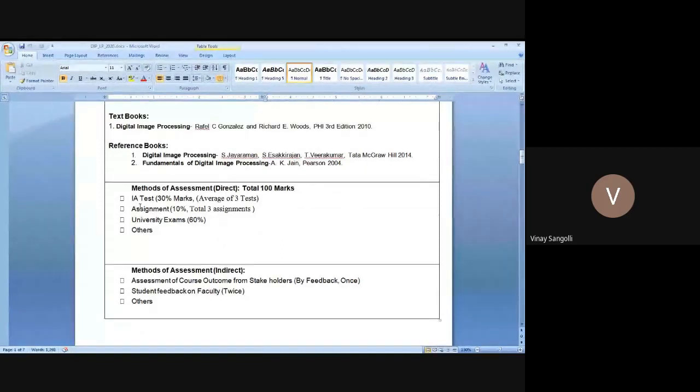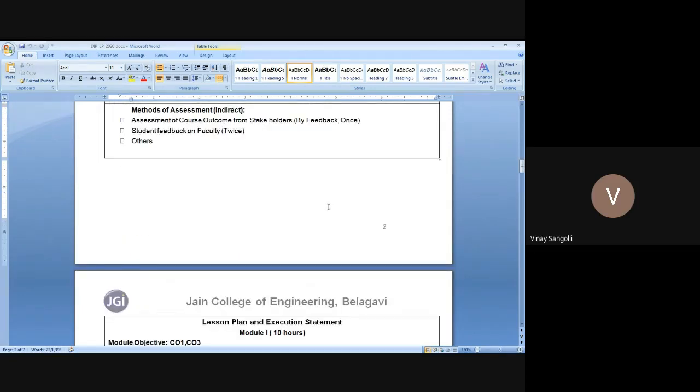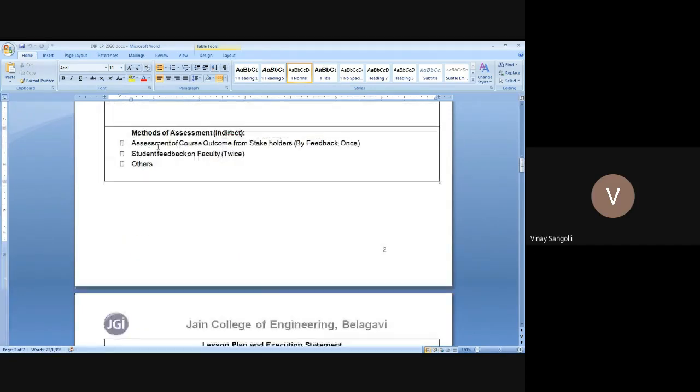So coming to mode of assessments, you can see here, as you already know, there is nothing much to tell here. IA would be around 30% of the marks and assignment would be around 10% of the marks. And later we will be reducing it to 40 marks, that is 30 for internals and 10 for assignments. So this is mode of assessment and all those things.